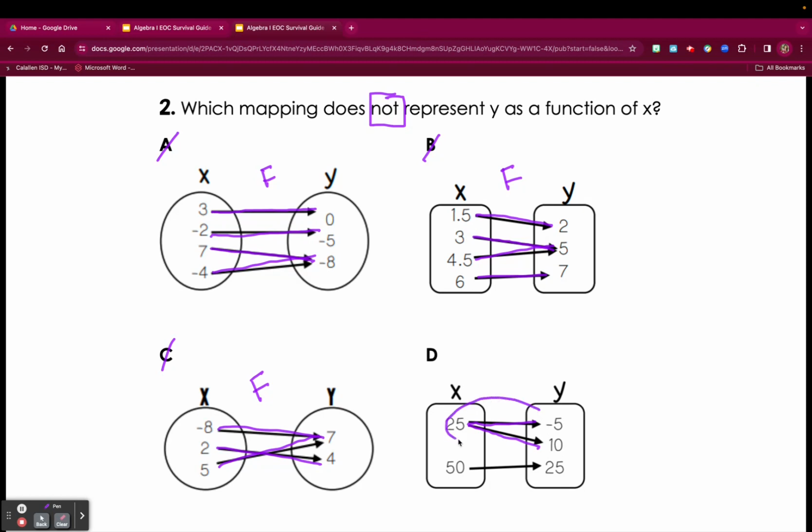So because you have two lines here coming from one x value, this tells you this is not a function, and my answer is D.